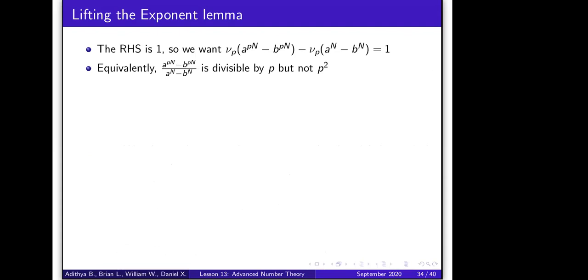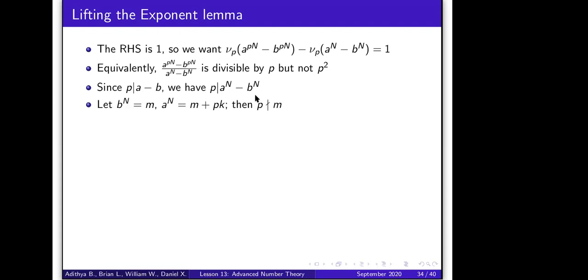And if we look at our fraction, it's a difference of powers, so we can factor it. First, let's put our hypotheses to use. Since P divides a minus b, it also divides a to the n minus b to the n. So that means a to the n and b to the n are congruent mod P.